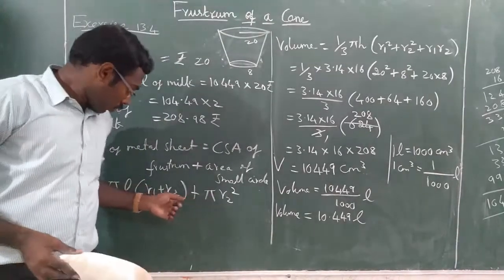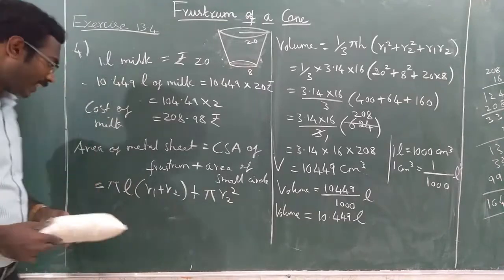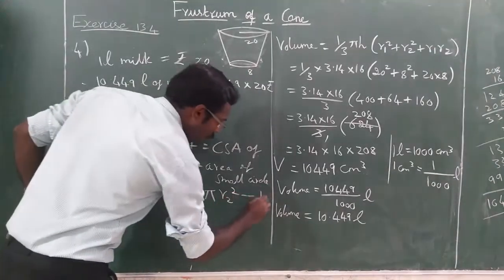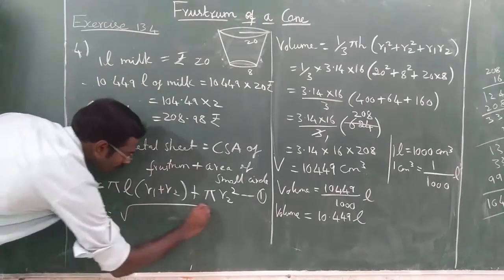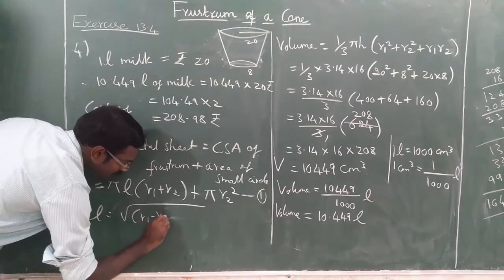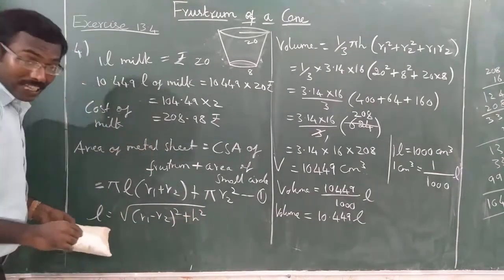Students, so here L is the slant height. So first we have to find the slant height. So keep this as equation 1. So slant height L is equal to the formula given, root of (R1 minus R2) whole square plus X square. We have to find the slant height first.